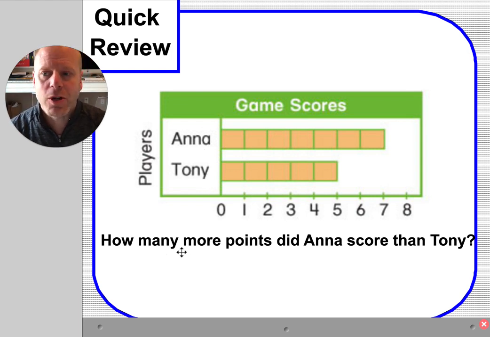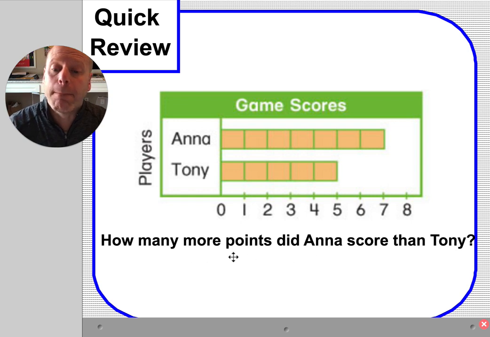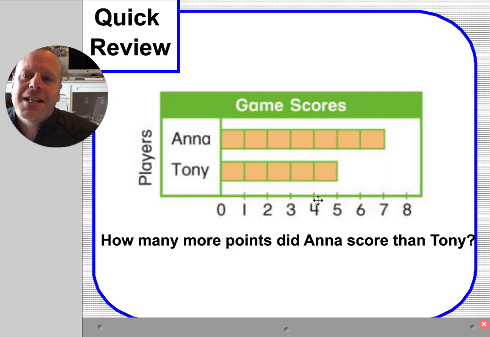So let's just read the question and see if I'm not right. How many more points did Anna score than Tony? So really, we're looking for the more part. We know the Tony part. We know the Anna part. But what we don't understand is the more part.